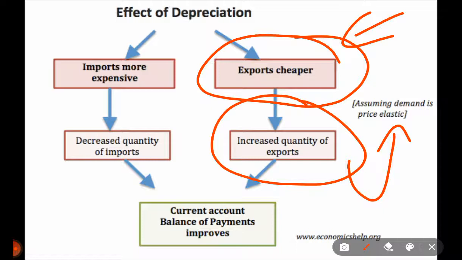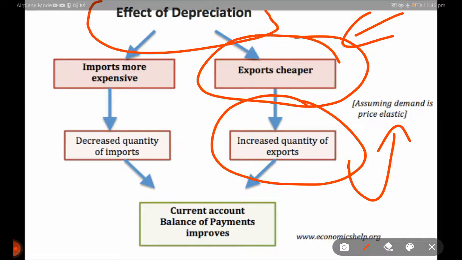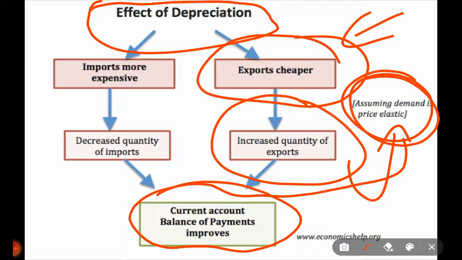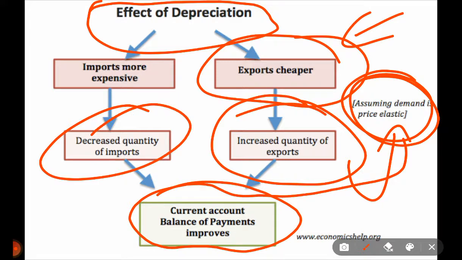So in other countries, when the price of your goods decreases, those countries will buy more of your goods because your goods are now cheaper in the market. The net effect of this depreciation of the currency, assuming that demand is price elastic, is that your current account balance of payments will improve, because ultimately you would be importing less and exporting more.